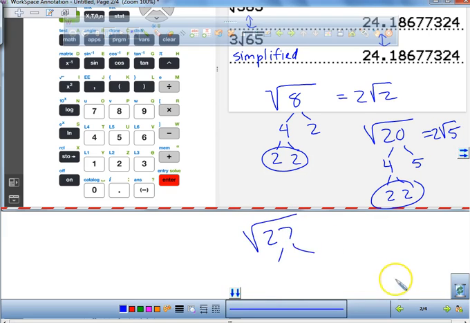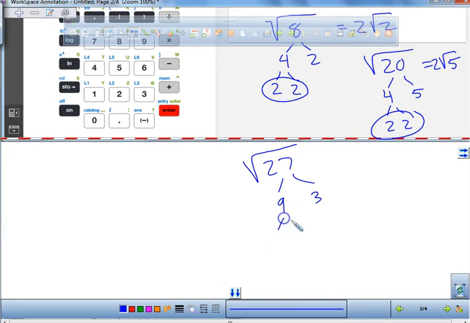What does 27 break down to? 9 and 3. What does 9 break down to? 3 and 3. See any pairs? So what comes out? 3 radical 3. That's how you simplify radicals. You look for groups of numbers that can come out. You guys want one more? You guys good?